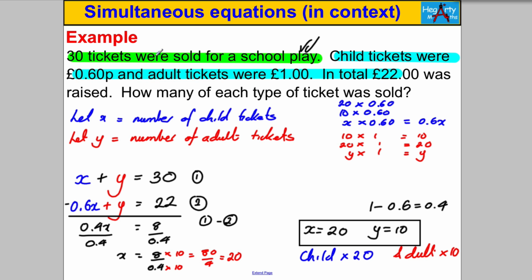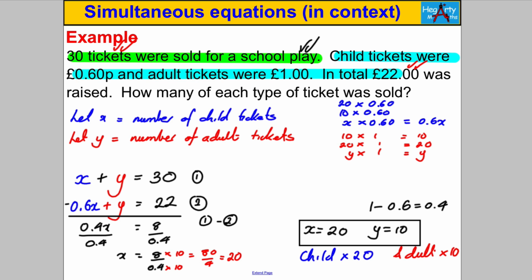Now before we go on, you really should check your answer and check it works in the context. 30 tickets are sold. Well, 20 tickets add 10 tickets gives us the 30 tickets. It seems to match that criteria. And the next thing you could say is the child tickets were 60p each, so 20 times 60p is £12, and 10 lots of £1 tickets would be £10, so £12 add £10 gives us the £22. So indeed it seems we found the right answer.